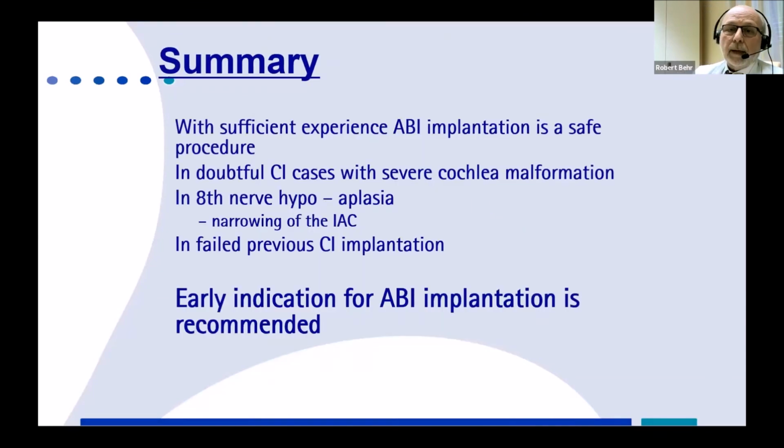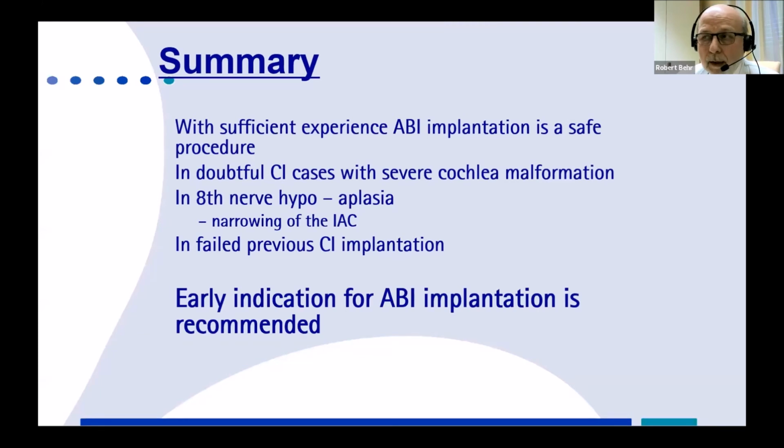Okay, in summary, I think that the ABI implantation in children is a safe procedure. Of course, you need some experience to do this. And I think that in doubtful cochlear implant cases, where due to a severe cochlear malformation a cochlear implant is doubtful to be successful or is not possible, then you should go for an ABI implantation. Also, of course, if there is a failed cochlear implantation in a previous surgery.